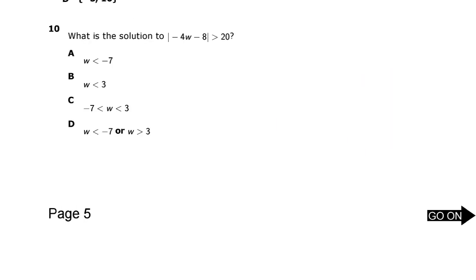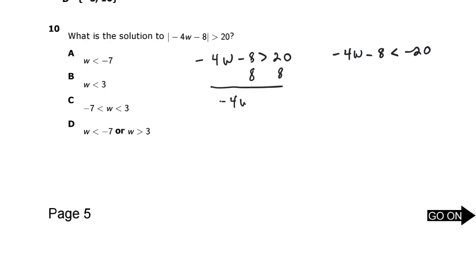What is the solution for the absolute value of -4w minus 8 greater than 20? Remember, you're going to have to write -4w minus 8 is greater than 20. You also have to write -4w minus 8 is less than -20. And you're going to solve the inequality. So you have to add 8. So you have -4w greater than 28. So w is less than -7 since you're dividing both sides by -4.